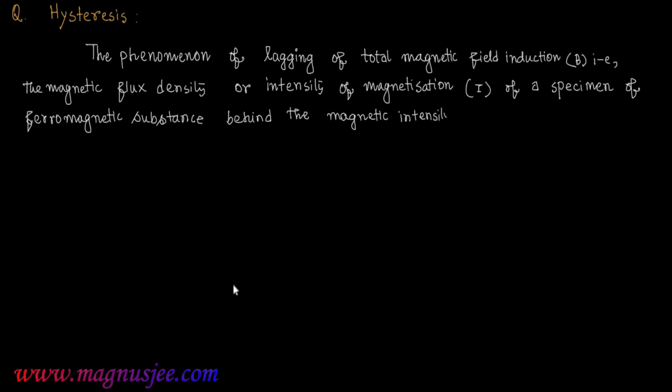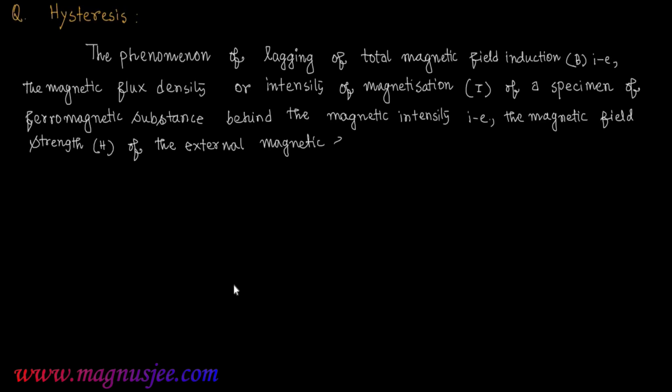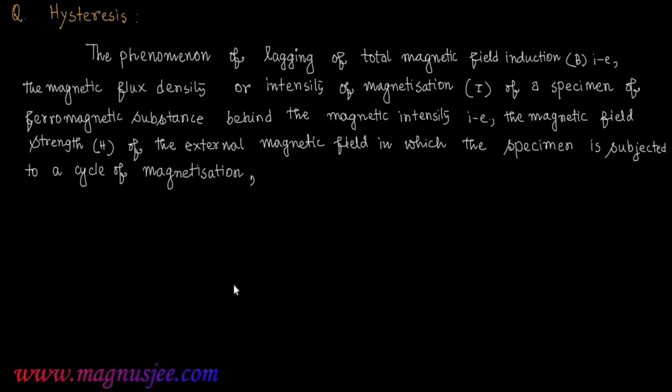behind the magnetic intensity, that is H, capital H, behind the magnetic intensity, that is the magnetic field strength H of the external magnetic field in which the specimen is subjected to a cycle of magnetization, is called hysteresis.